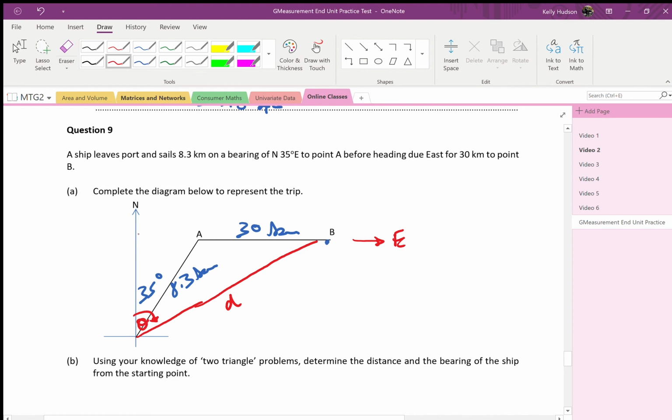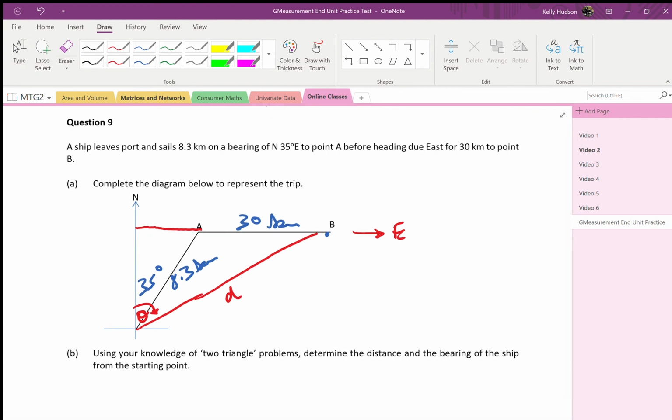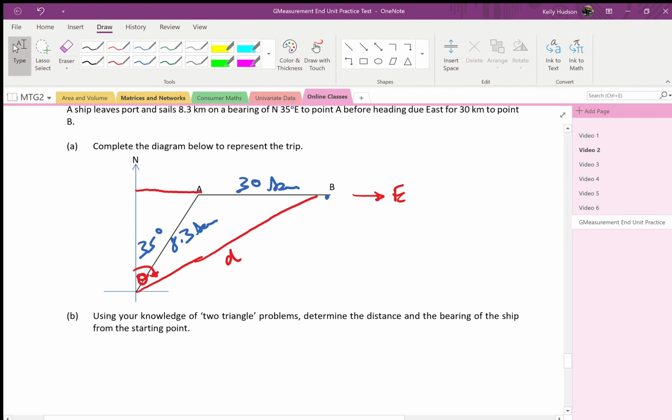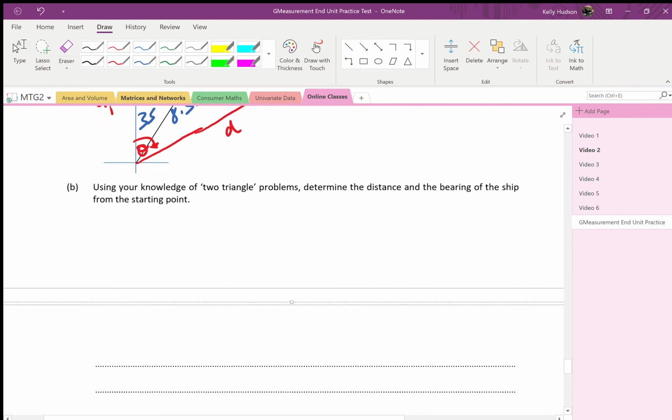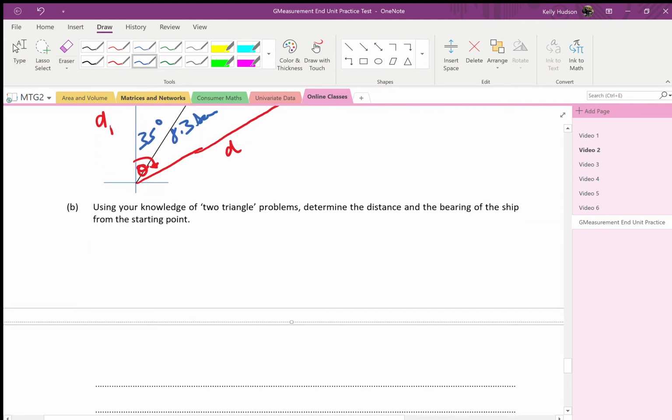Now I can create a couple of triangles here. I can draw a line across here. If I could find the length of this side against the north, then I could also determine the distance across the top, and that would then enable me to do my bearing and also my distance. So I'm going to call this, let's say, D1 and D2. I'm going to find D1 first of all. Let's draw that triangle. Here's my triangle.